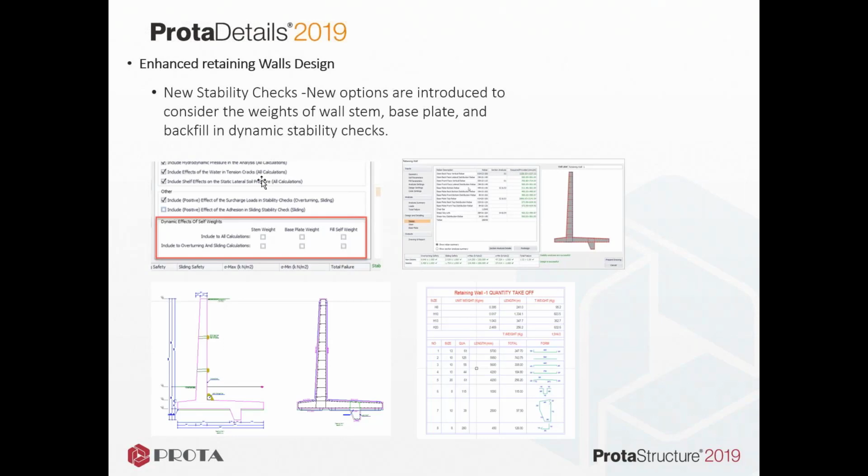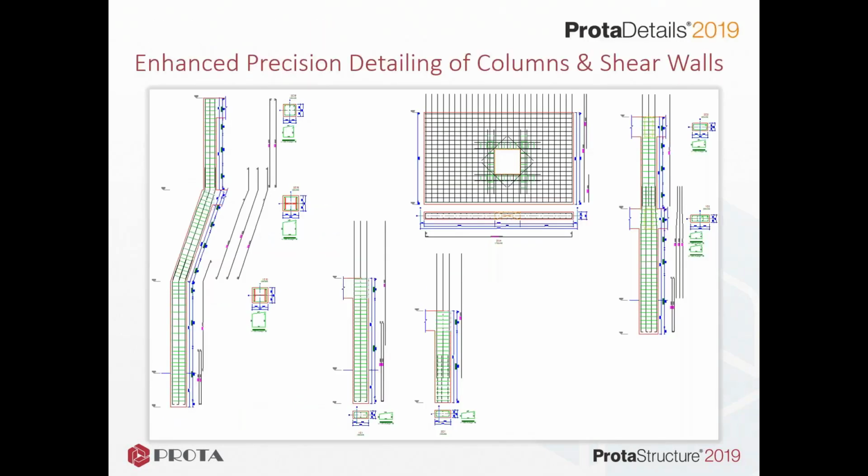Retaining wall design has been enhanced, and there are new stability checks that we've introduced. These will be particularly useful in seismic zones. We've also been working a lot on the detailing, and you'll see with Service Pack 7, as you would have seen with 6 and 5, that the detailing has improved tremendously within ProtaDetails, particularly in elements that are things like sloping, with openings, with tapers, these types of things.